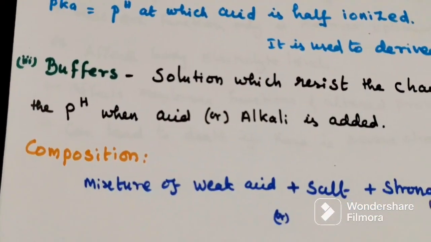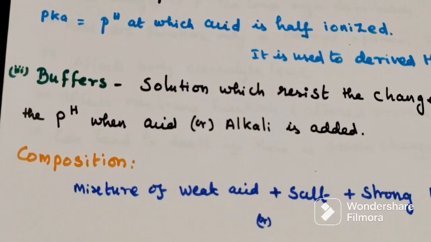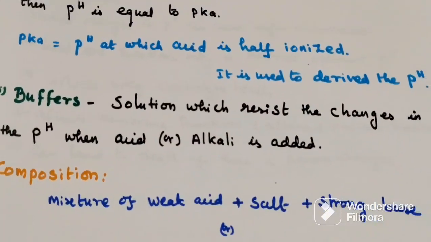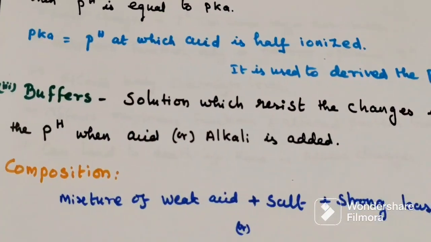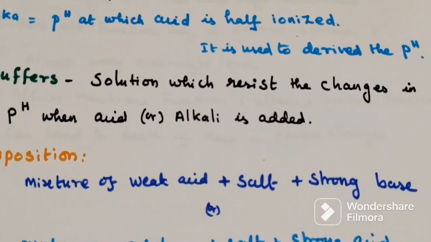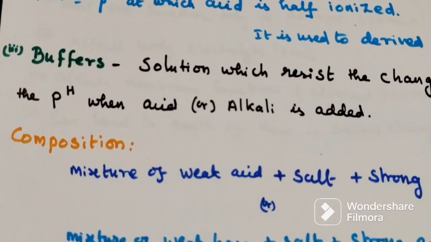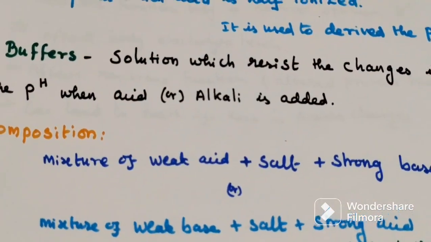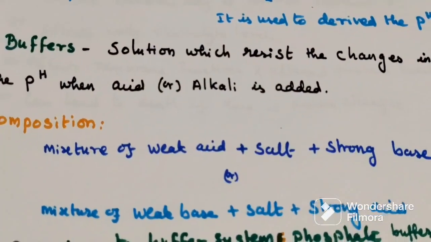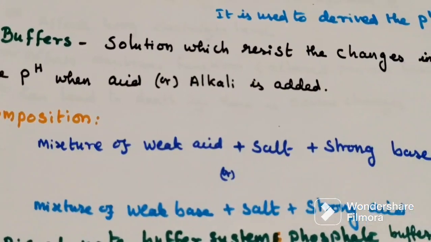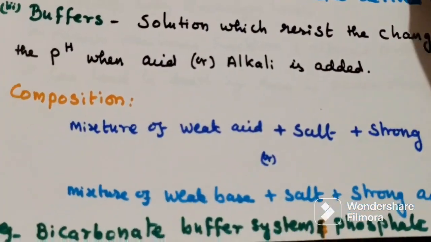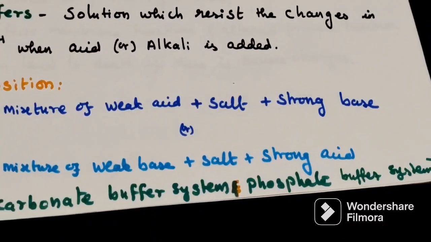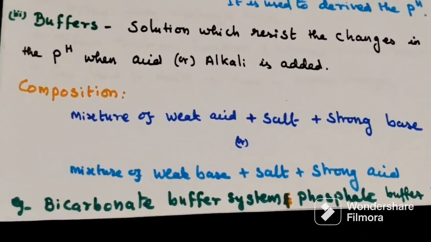Then buffers. What are buffers? These are solutions which resist the change in pH when acid or alkali is added. Composition: a mixture of weak acid plus its salt with strong base, or a mixture of weak base, its salt and strong acid. Examples: bicarbonate buffer system or phosphate buffer system.